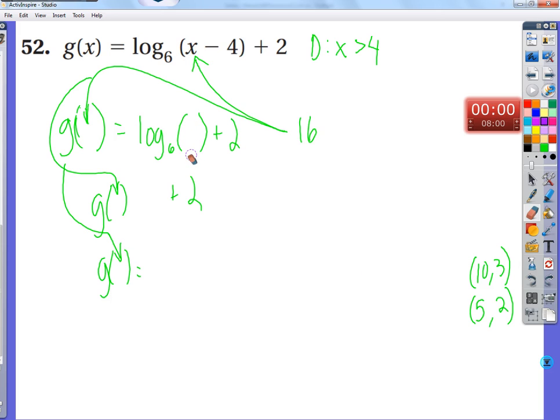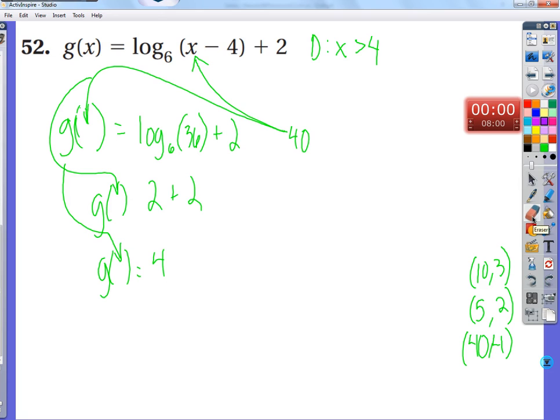So we'd like to have 36 show up here. So we need to plug 40 in there? We want this to be 36, then we're going to plug in 40. 40 minus 4 is 36. Log base 6 of 36? The exponent is what we're looking for: 2. 2 plus 2 is 4. Well, now we're looking at 40 comma 4. 4 is not bad, but 40 is huge. Maybe we should kind of go back the other way.